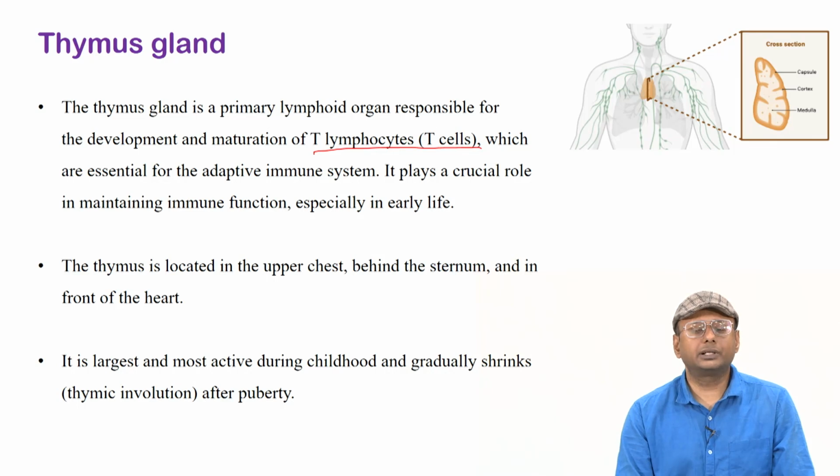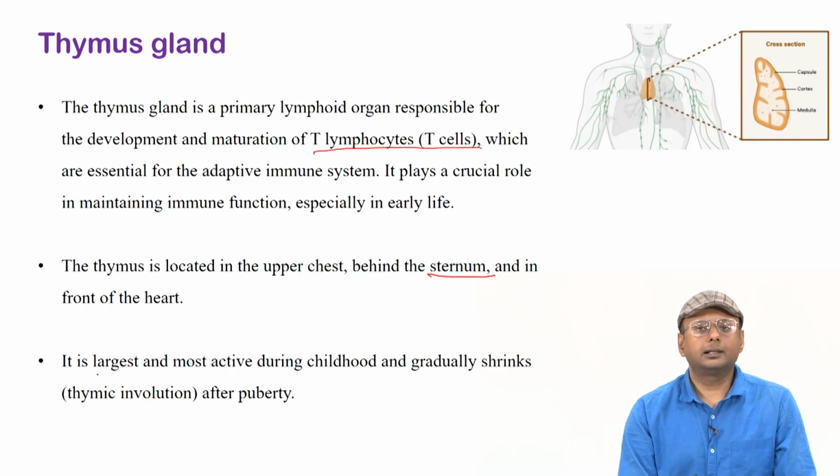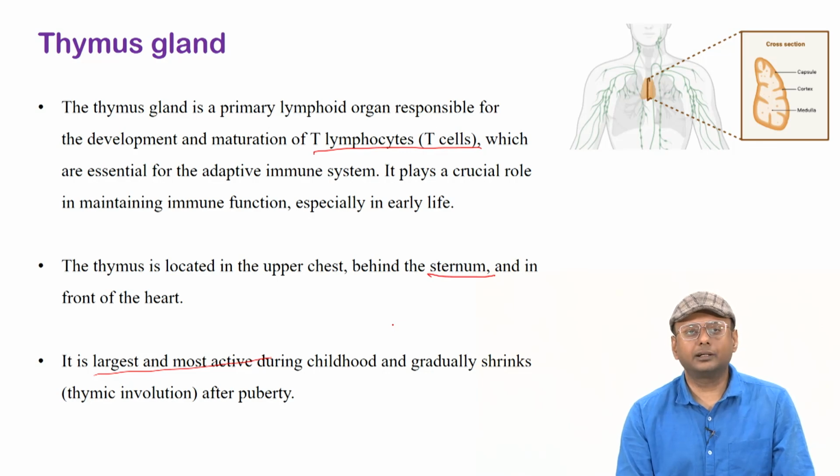So maturation of T cells is a very important action by the thymus, and the thymus is located near our upper chest, just behind the sternum, in front of our heart, and it is the largest and most active during childhood, and slowly with adult age it gradually shrinks or decreases in size after puberty. Okay, mostly before adulthood the thymus activity is highly potent.